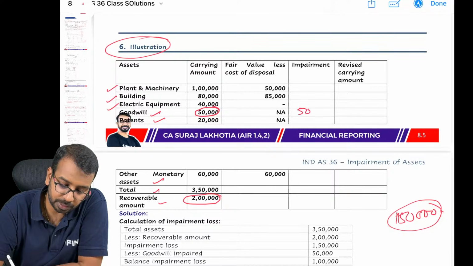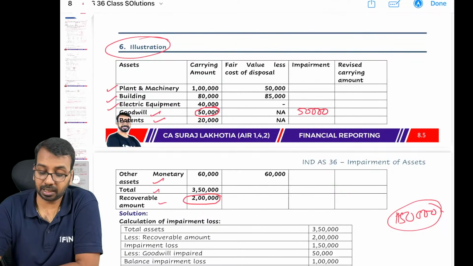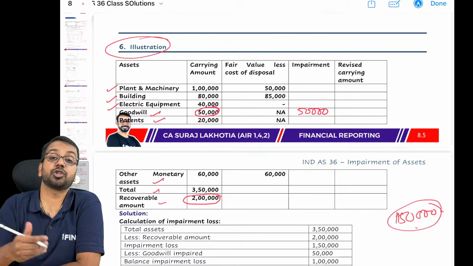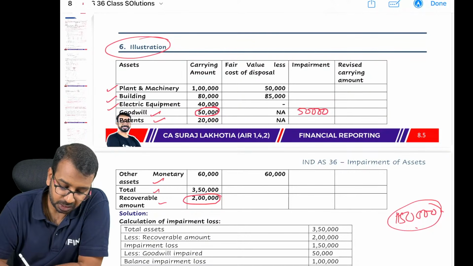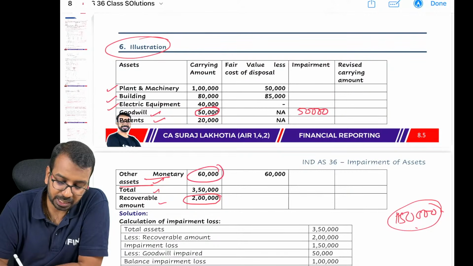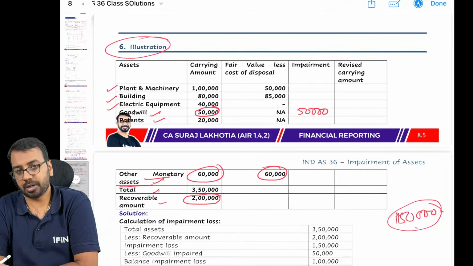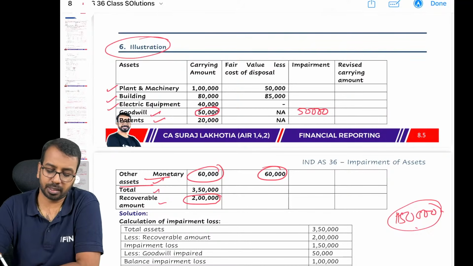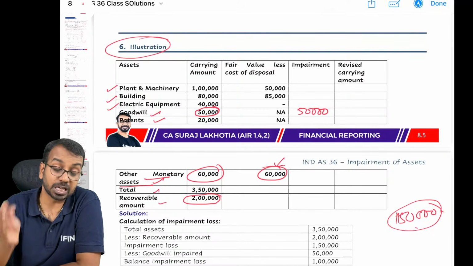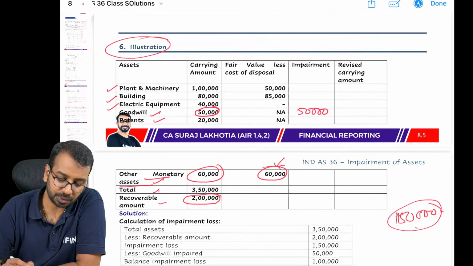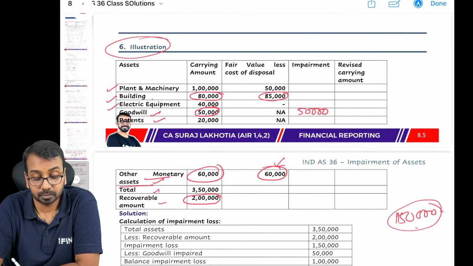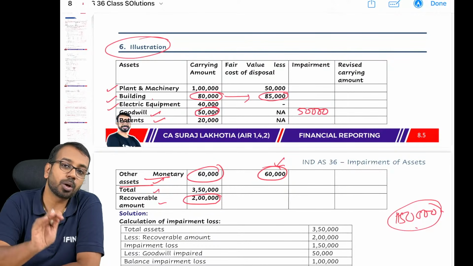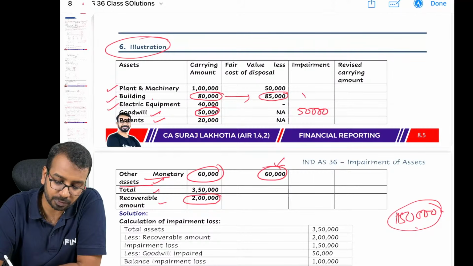Now few things. This impairment, first you have to write it off against goodwill. So goodwill will be impaired fully, 50,000. Second thing, remaining you will do in the ratio of their carrying amount. But here are some exceptions. Number one, if there are some monetary assets which generally are valued as per Ind AS 109, for example, account receivable, you will consider as per Ind AS 109 principles. Then building has 80,000 of carrying amount, fair value less cost of disposal 85,000. Building is not impaired. So I cannot impair the building.